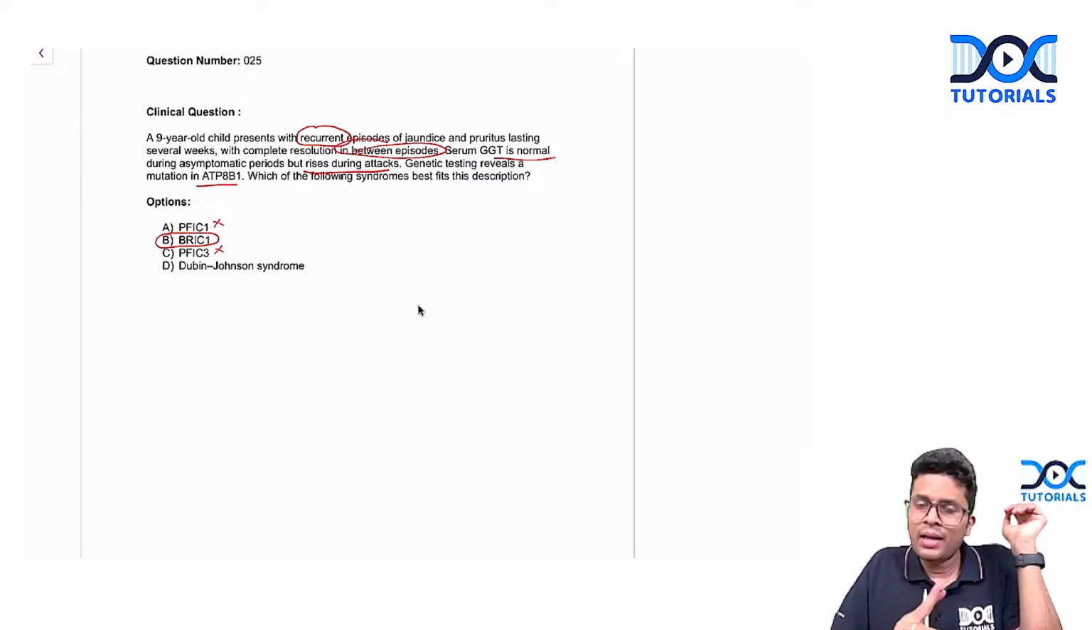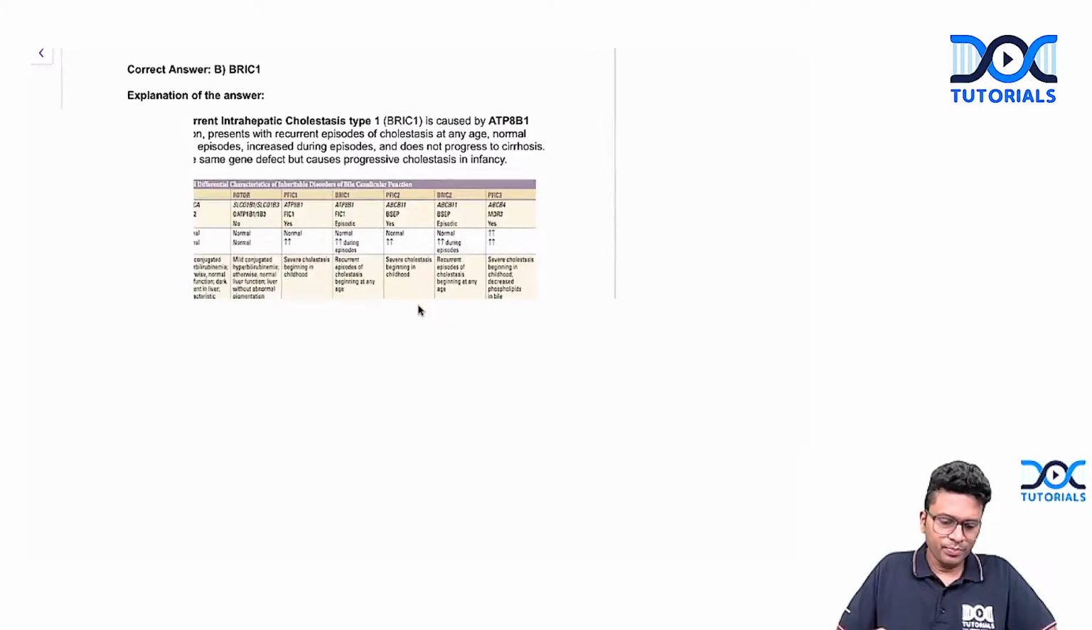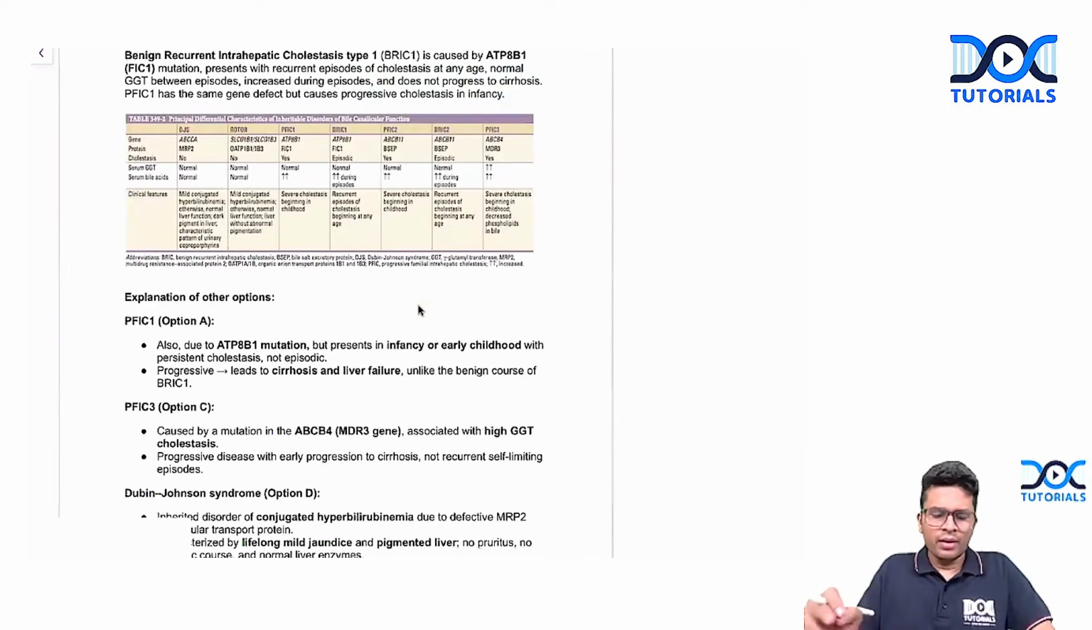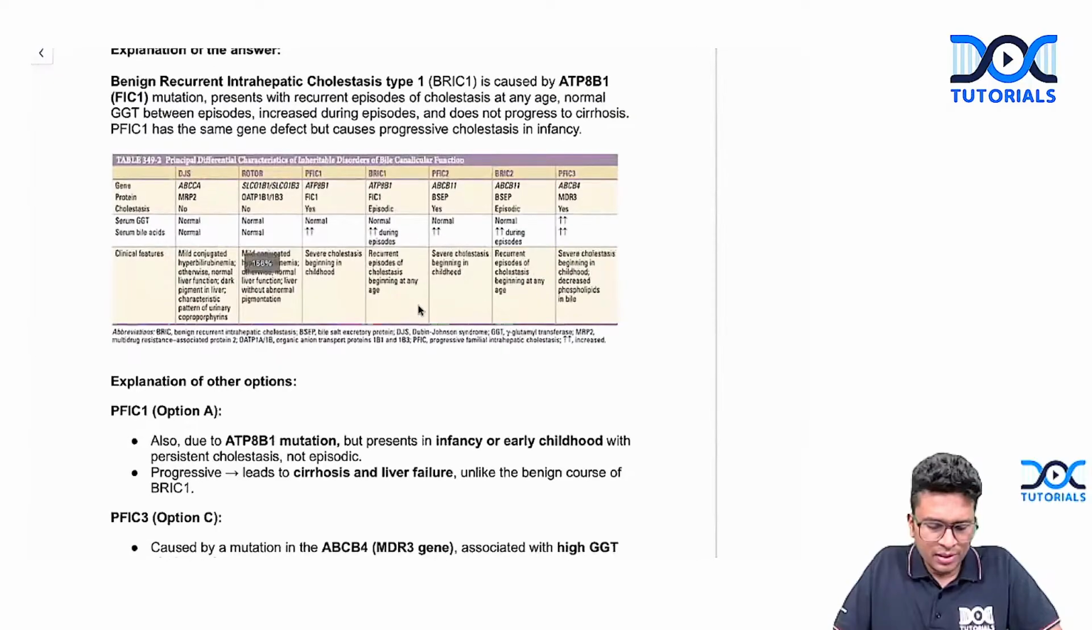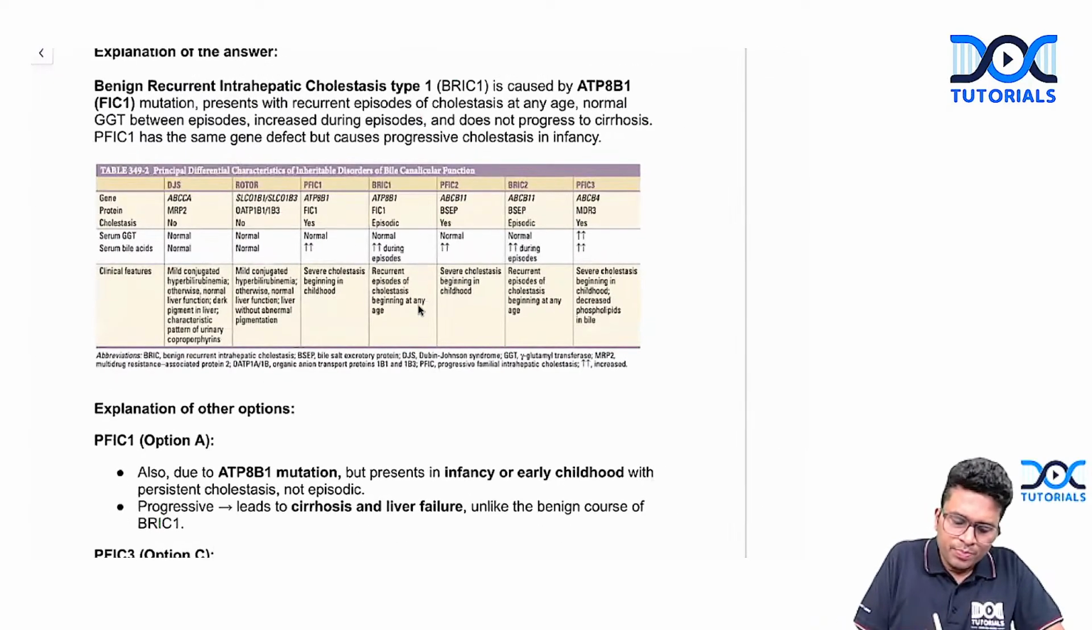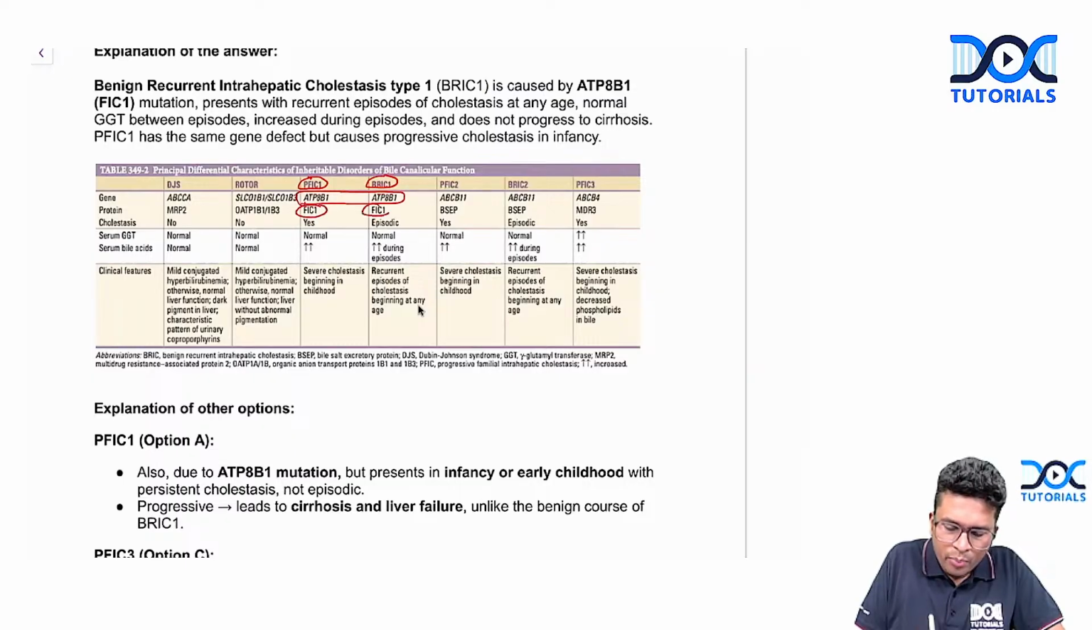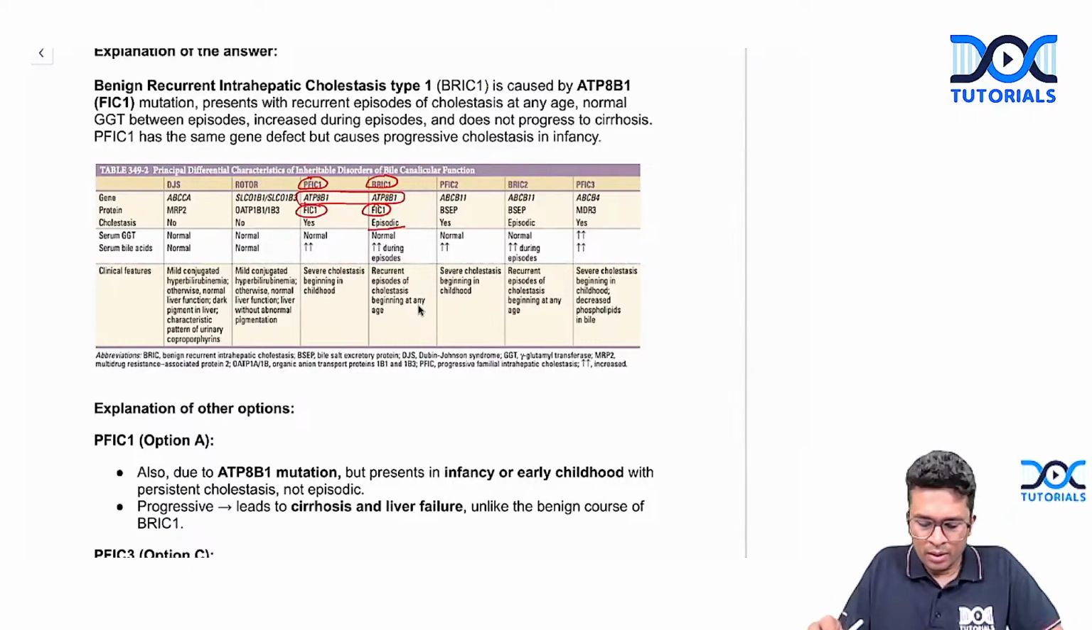Okay. And there, the kind of question they will ask is about a pigmented liver. BRIC, an important table where close differentials have been mentioned. So what you guys have to know is PFIC1 and BRIC1, both of them are caused by ATP8B1 gene defect, which codes for FIC1 protein. Here the question had a clear history of episodic problems in a young child. So this suits the answer best.